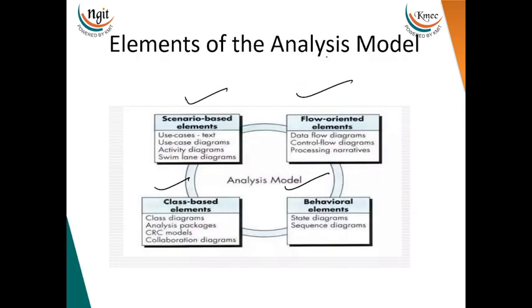The elements of the analysis model: we are going to start with scenario based element, which is nothing but your use case diagram, activity diagram, and swim lane diagram. But we are going to see only two as we move on later. In unit 3 and unit 4 we are going to see all those things. Then flow oriented element, that is data flow diagram, control flow diagram, process narration. Class based element, that is class diagram, analysis package, CRC model, collaboration diagram.